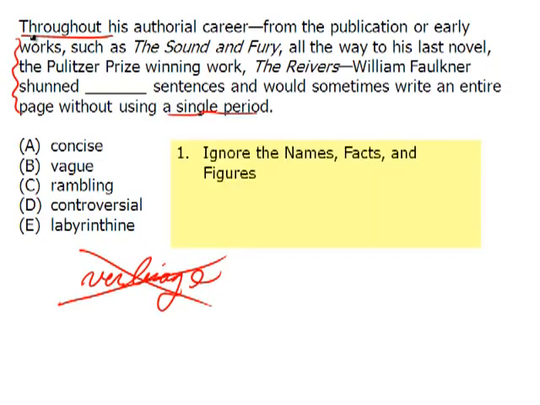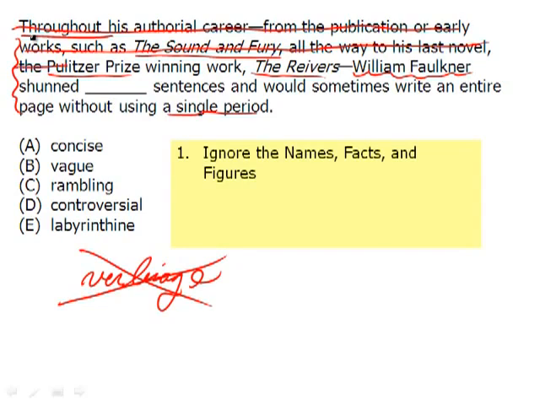So first off, you want to ignore the names, facts, and figures. We have this person throughout their authorial career. They wrote books such as The Sound and the Fury, and then their latest or their last novel, the Pulitzer Prize winning work, The Reavers. Look at all these facts, these figures, names of books. Finally, we get to the author himself, William Faulkner. But you know what? None of that. Nothing. Not a single word is important.